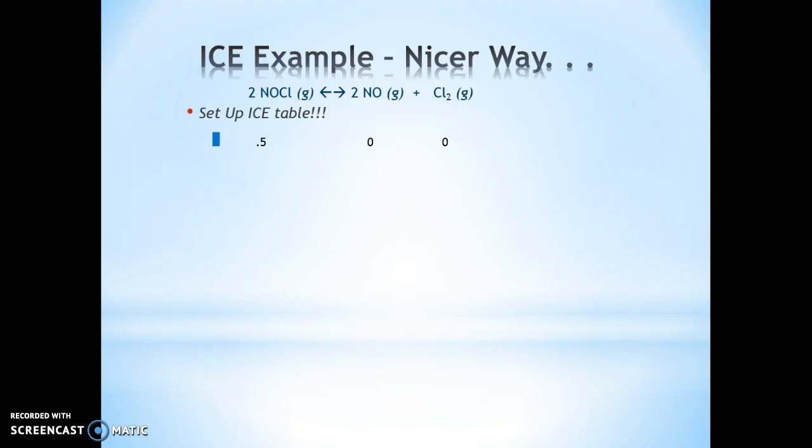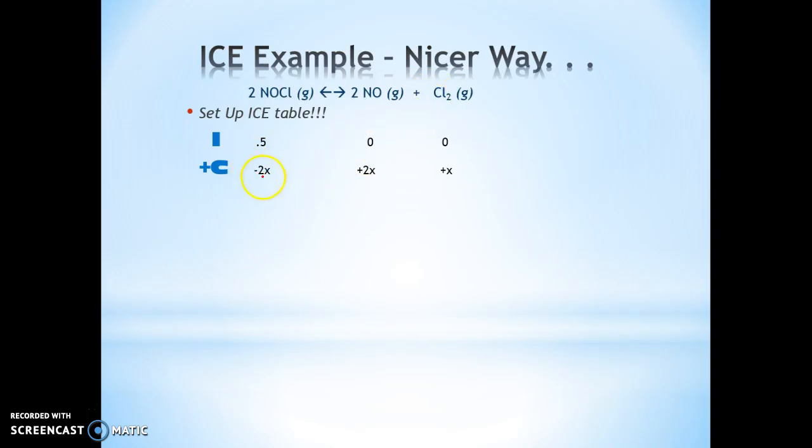What's the change? Well, I only have a choice to lose NaCl and gain NO and Cl2. So how much do I lose? I lose 2x, I gain 2x, and I gain x. Why? Because it's stoichiometrically viable. The 2 and the x come from the stoichiometry. So the 2 here, and the 2 here, and the 1 here comes from the fact that I have 2 moles here, 2 moles here, and 1 mole here.